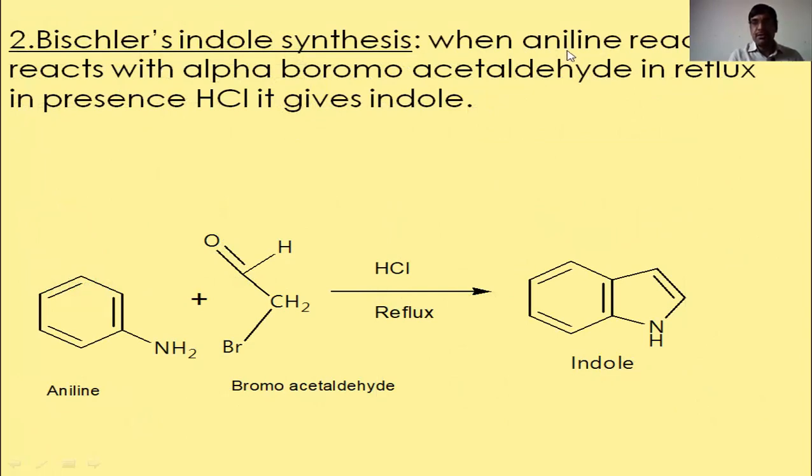Bischler's indole synthesis. When aniline reacts with alpha-bromoacetaldehyde under reflux in the presence of HCl, we will get the indole. This is the aniline and this is the alpha-bromoacetaldehyde. This Br and this H will get liberated as HBr, and there is formation of a bond between the NH and this CH2, and again cyclization with this proton and this OH group. After enol formation, we will get the indole as the product.